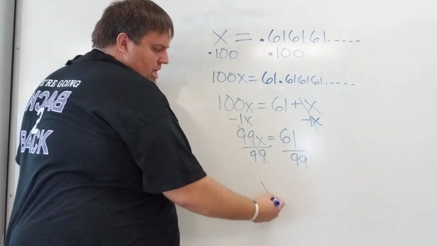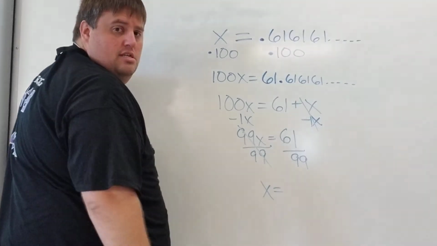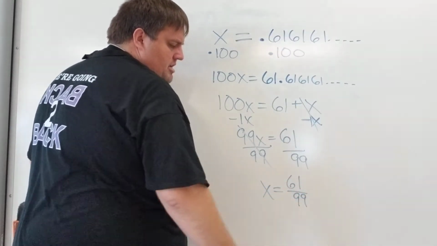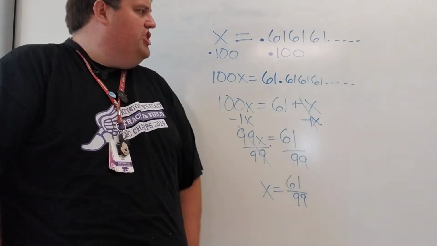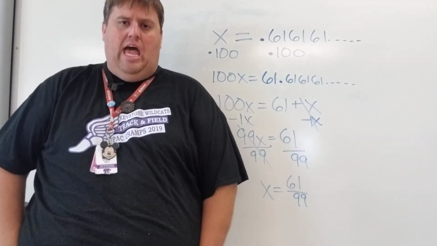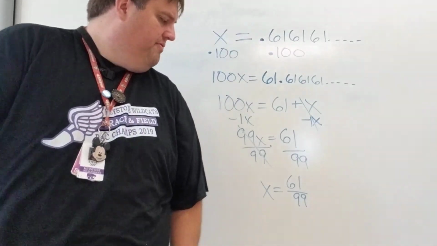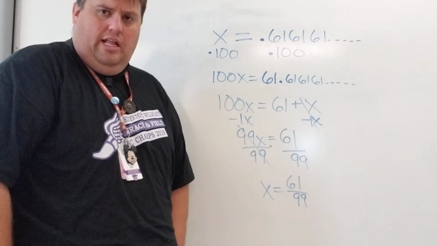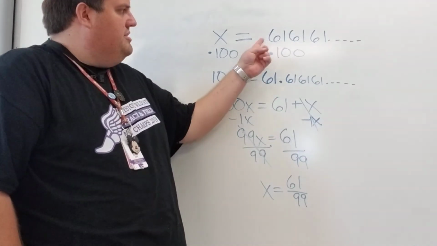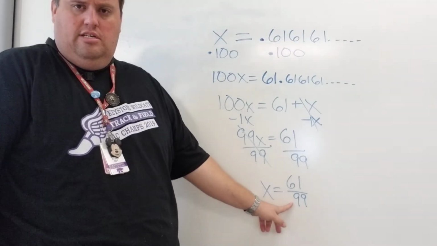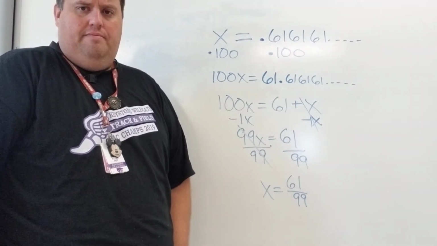And if you look, we have a fraction. We have 61 over 99. And I would check to see if that simplified, because sometimes it will. But in this case, it does not simplify. It's just 61 over 99. And so we turn this number that's a decimal that goes on forever into this fraction, 61 over 99.